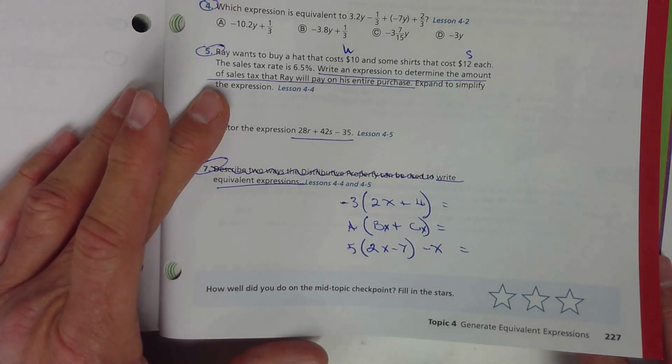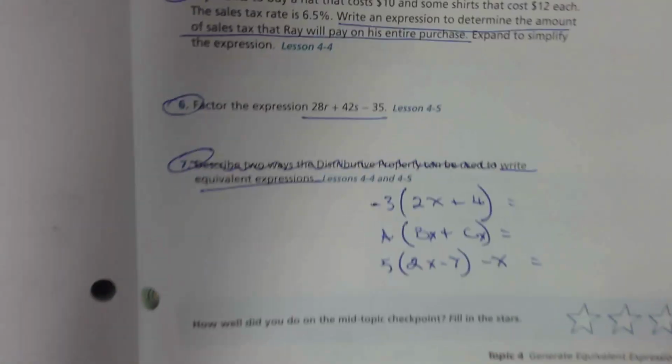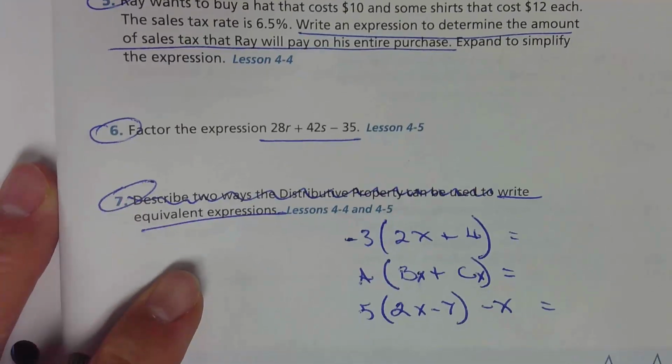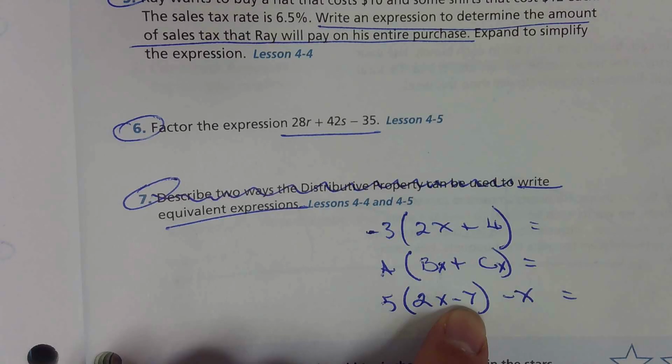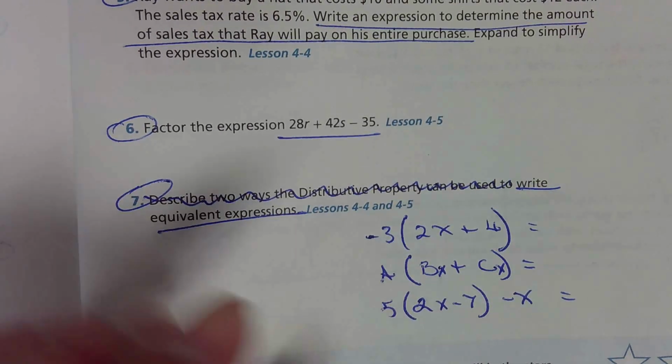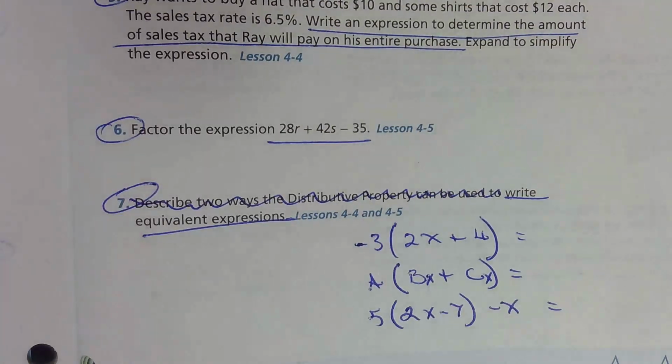Questions, anybody? Yeah, Mr. Fletcher? 2x minus 7? Or 2 times -7? This is 2x minus 7. Okay. All right, next page.